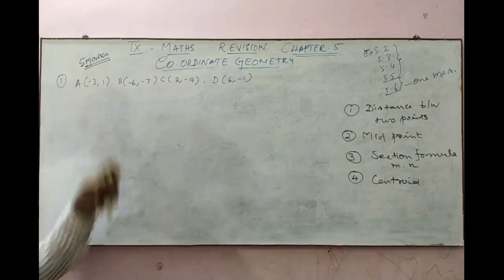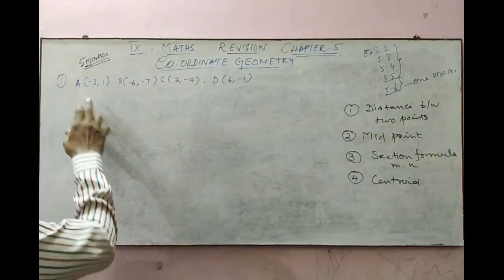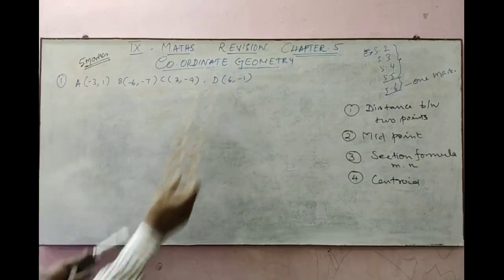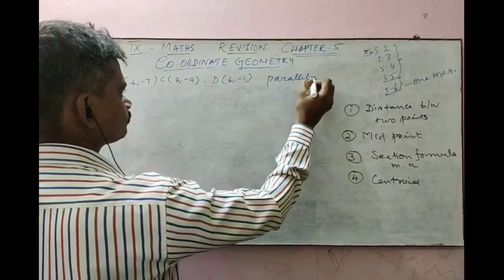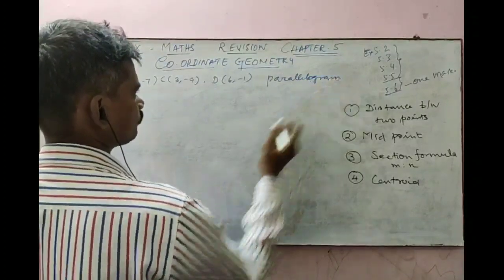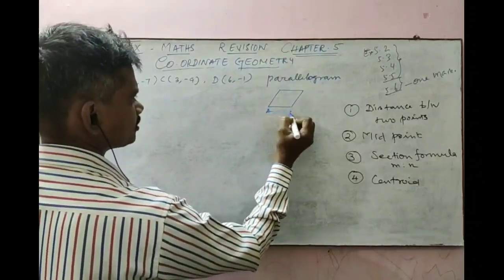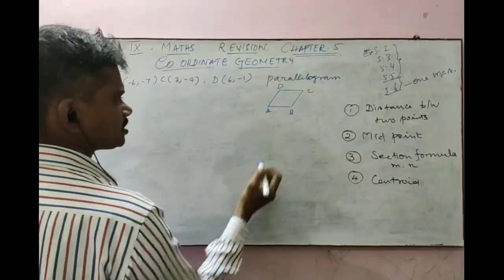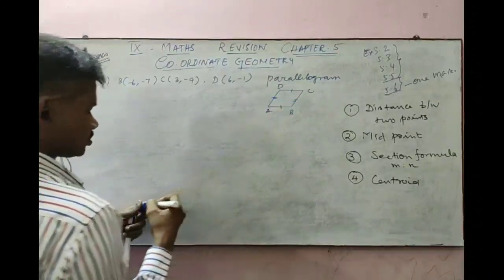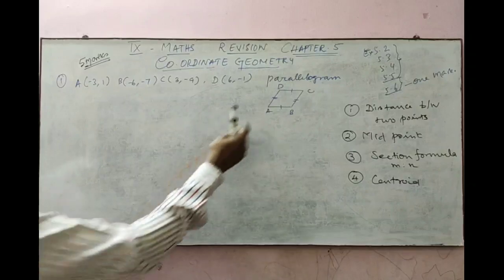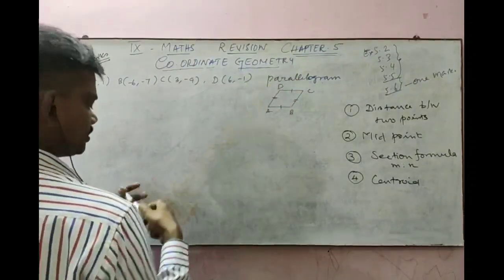Next we are going to do some 5 marks. Using the concept of the distance between the 2 points, we have to show whether these 4 points form a parallelogram or not. So how will you find this? In a parallelogram ABCD, the opposite sides are equal in length. So we are going to find the distance between the points AB, BC, CD and DA.